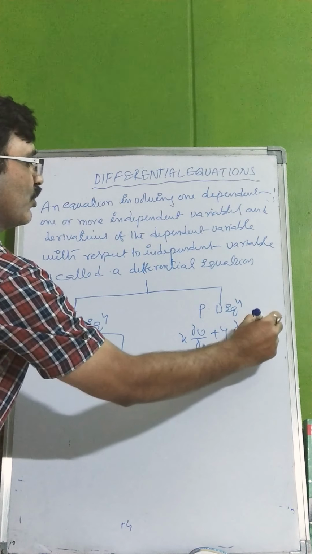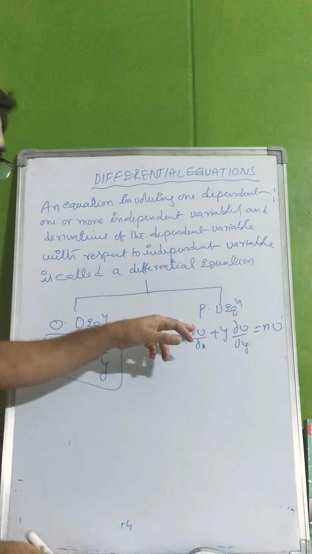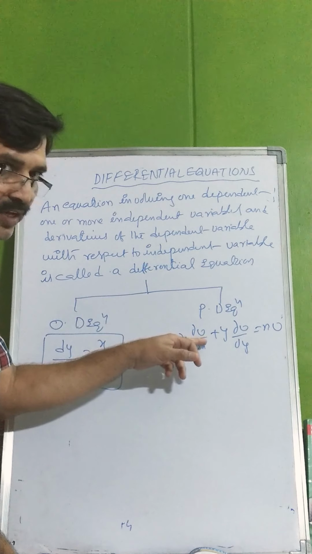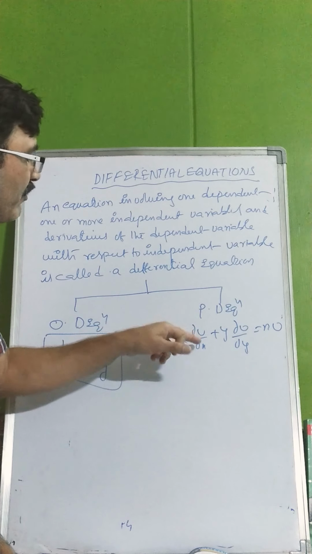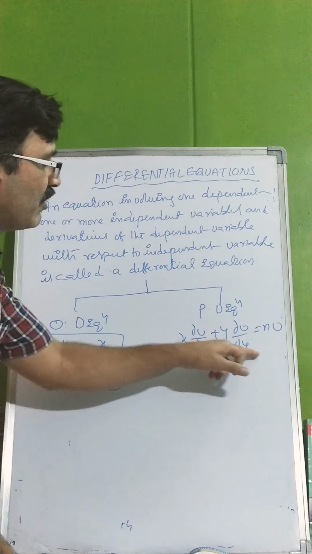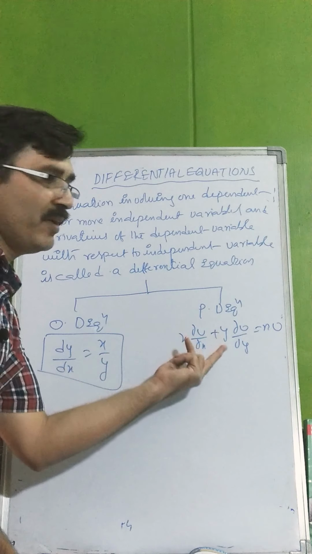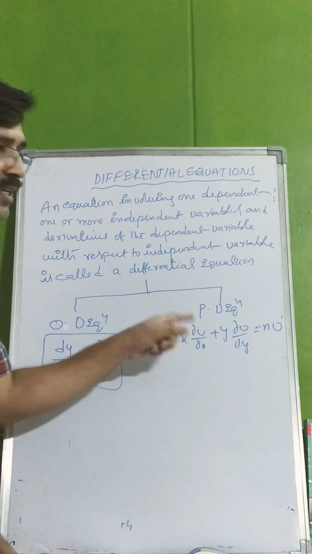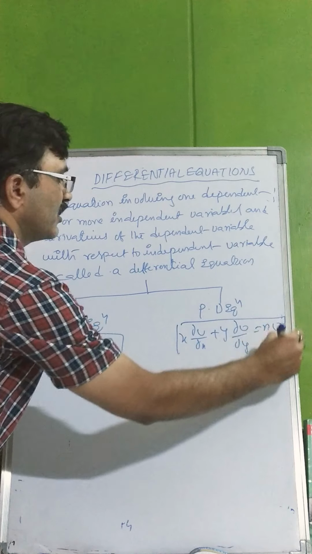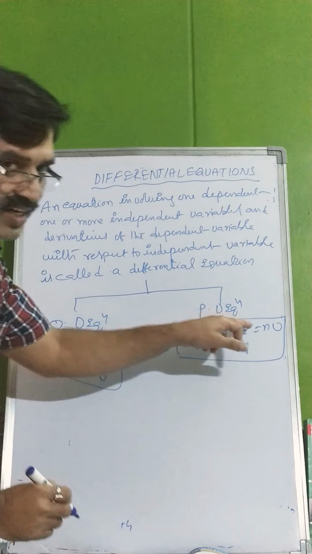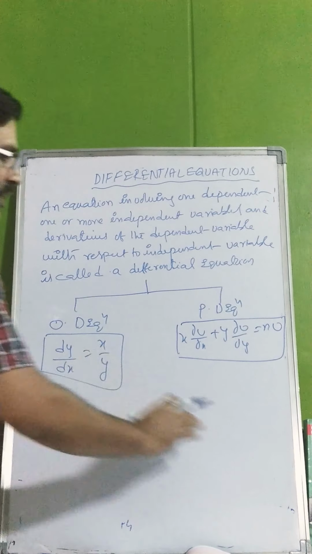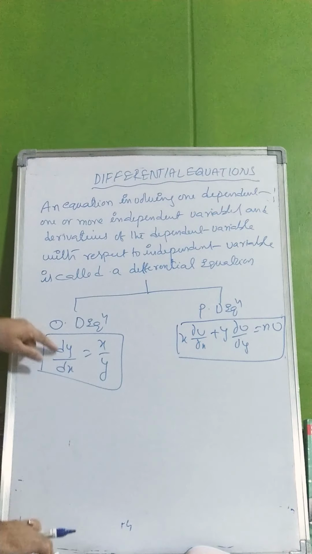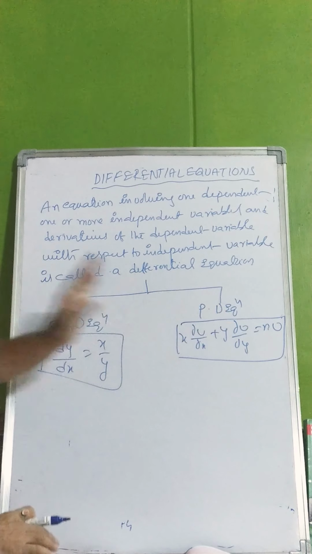Partial differential equation means here x dou u by dou x plus y dou u by dou y is equal to u, I wrote. What is the meaning of this? A differential equation in which the dependent variable is u and the independent variables are x and y, right? Two independent variables are there, one dependent variable is there. That's why this type of equation is known as partial differential equation, right?